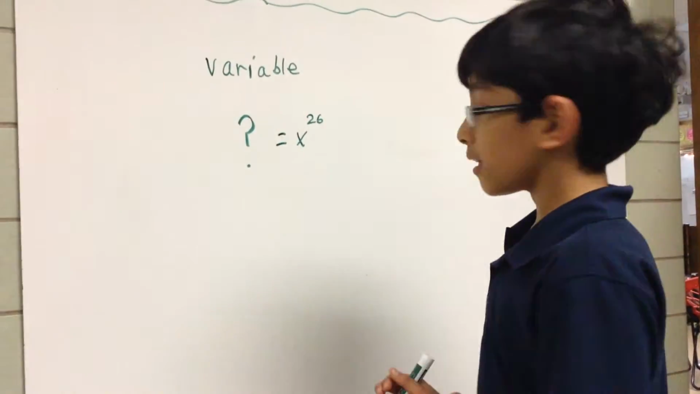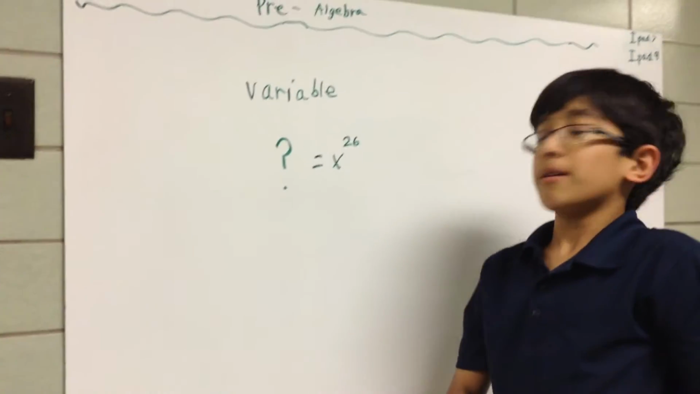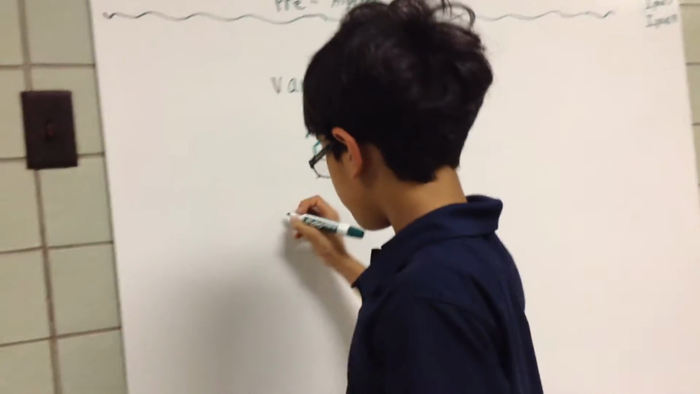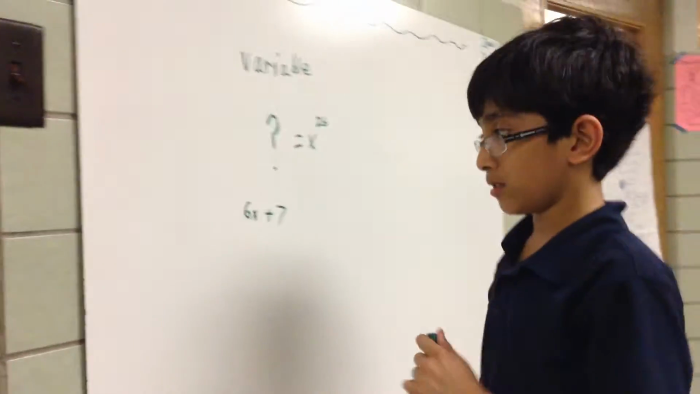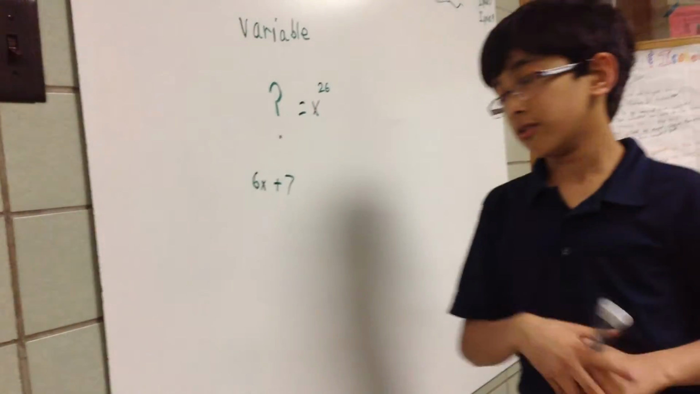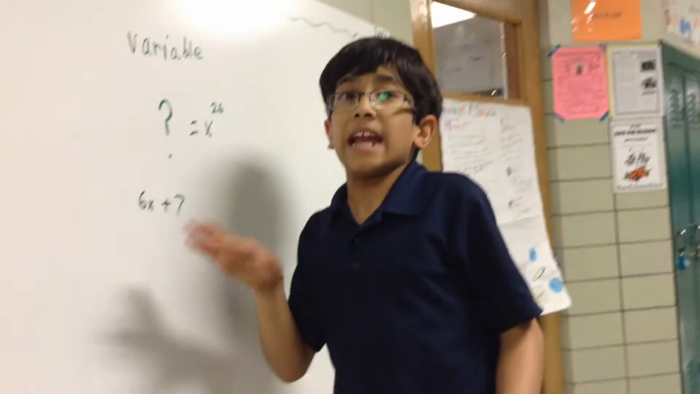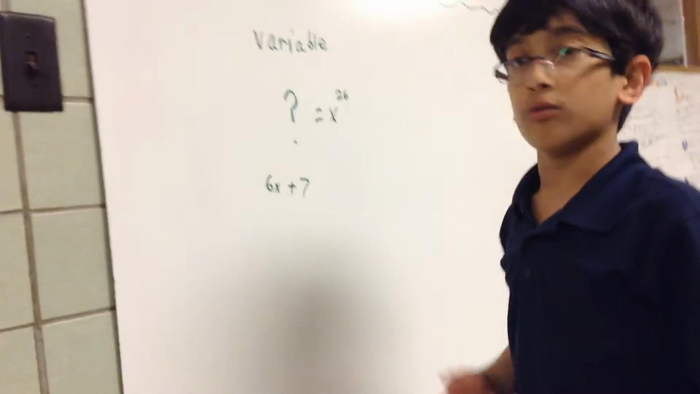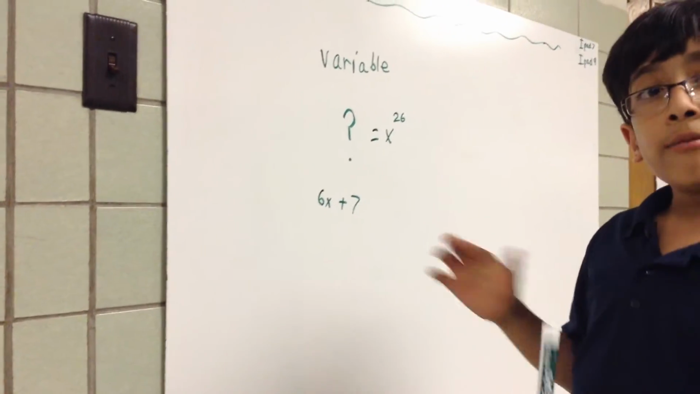So let's say we were given a problem like 6x plus 7. You might say, whoa, wait a minute. This could be any number. So x could be 7, 8, 9, 10, 11, or whatever number. But don't worry. How do we solve this problem?